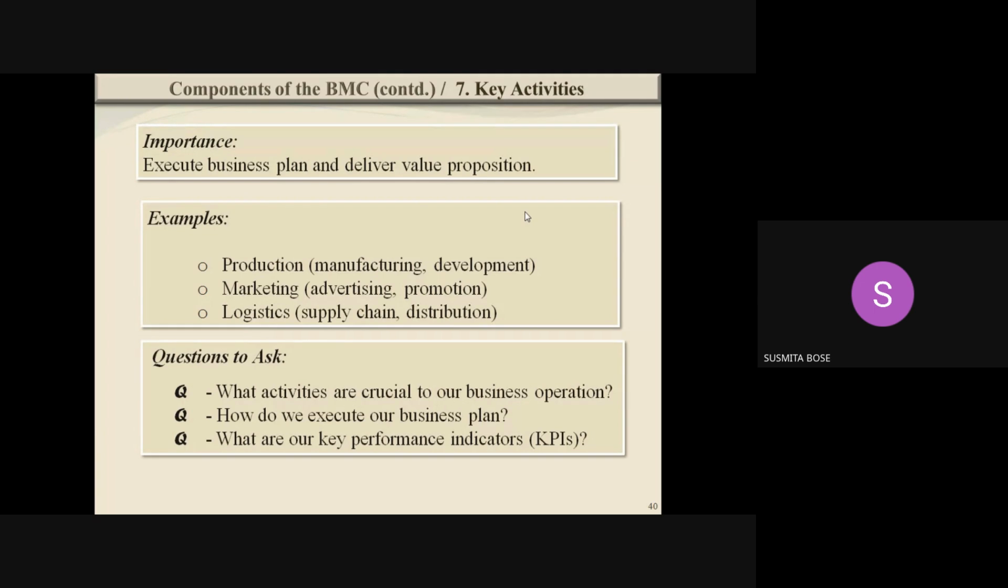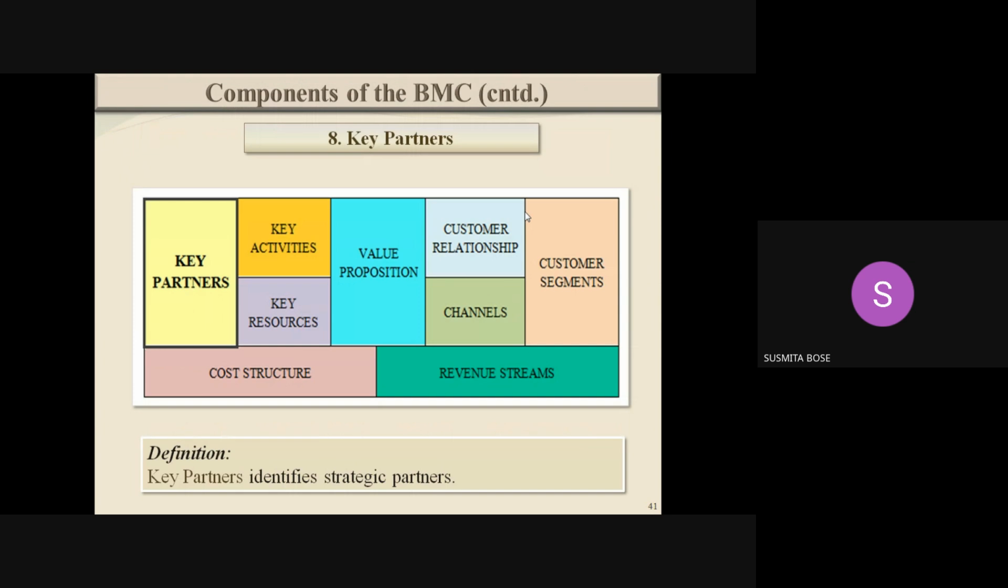So here the questions that you need to ask yourselves are: what activities are crucial to our business operation? How do we execute our business plan? And what are our key performance indicators? The USP, what we generally say.